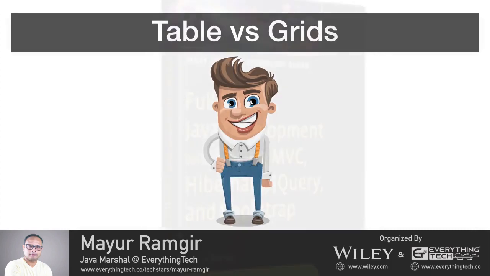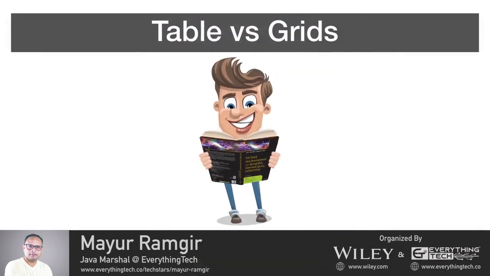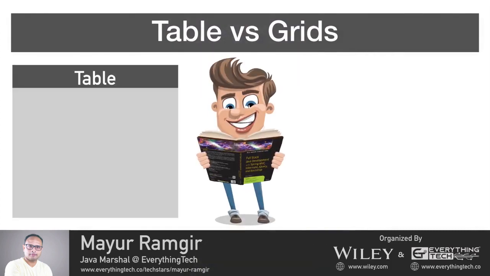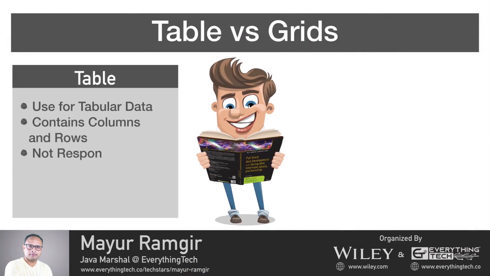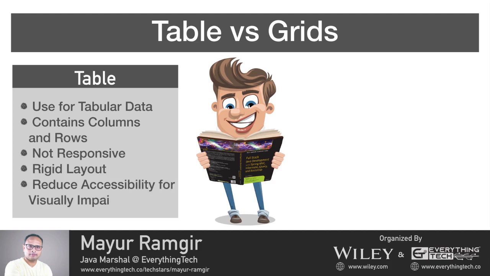Tables versus grids. A most common layout problem is using the table element to structure content on a page. A table is designed to hold tabular data which contains columns and rows, and hence it is not responsive. It provides a rigid layout which does not adjust as per the screen size or orientation. It is also not meant to be accessible for visually impaired users.